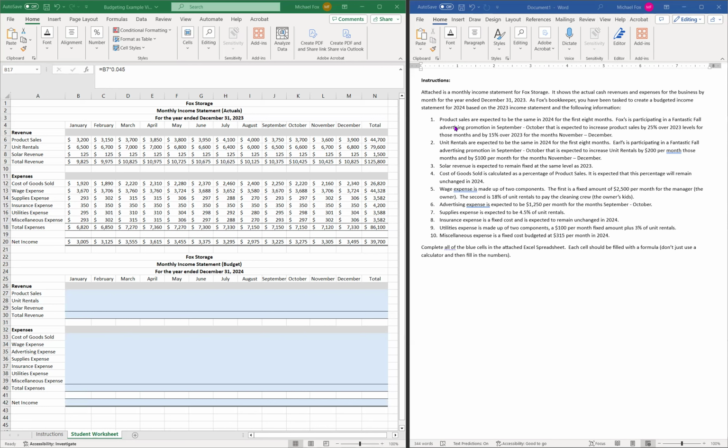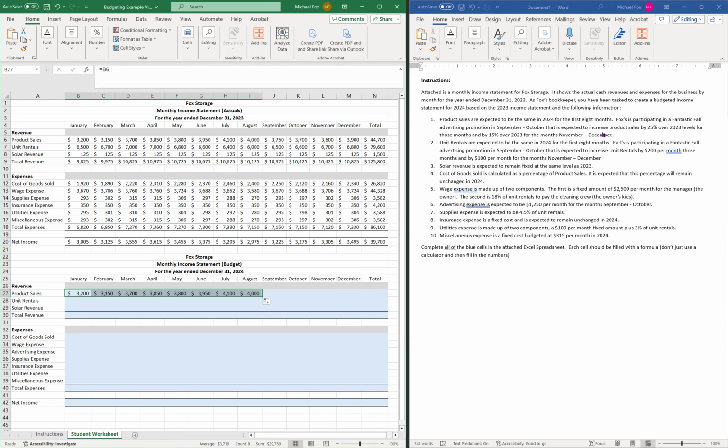So the first one says product sales are expected to be the same in 2024 for the first 8 months. So I'm actually just going to come down here for product sales, hit equals, and then just click on what the product sales were in 2023, and it will just carry that amount down. You can also use copy and paste. I like doing this. It just sort of links it. And so that is January through August, the first 8 months.